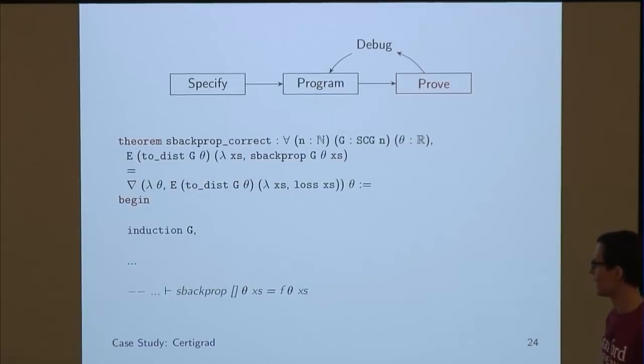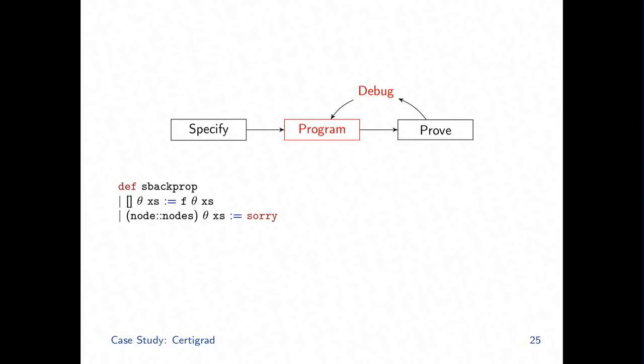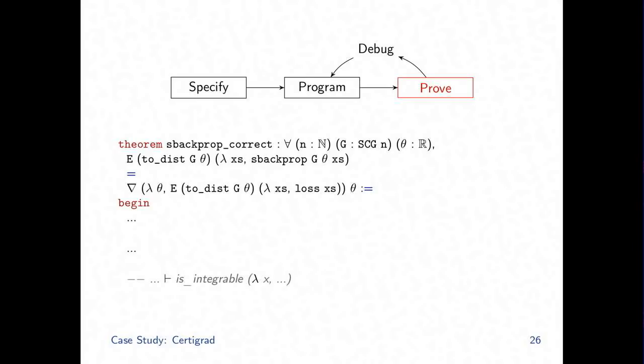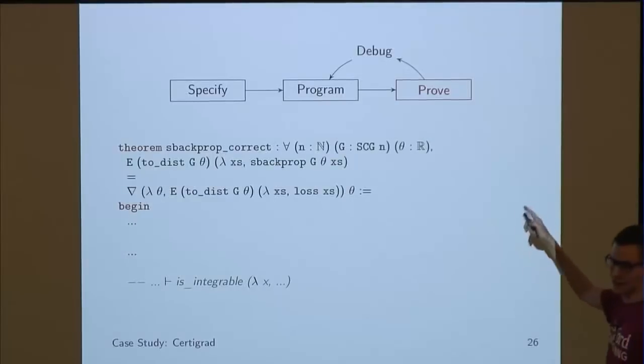So I go back to debug my program, since I've learned something about what it needs to do. And I decide to mirror the induction from before. I'm going to recurse on the graph. And I'm going to fill in the base case as we learned it needs to be. Now I'm going to start proving again. And now I'm in the step case, and so on. Oh, but I realized that I hit a proof obligation that some function's integrable. And I can't prove this because I haven't assumed anything about G.